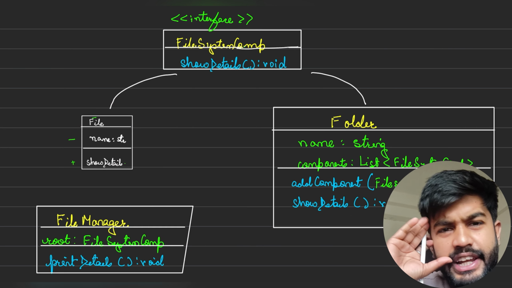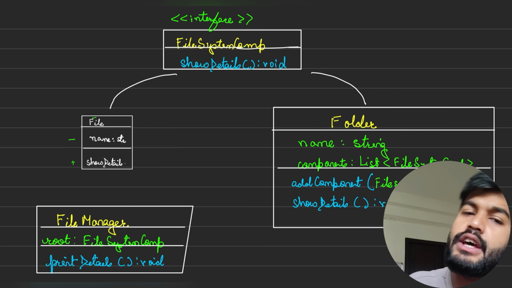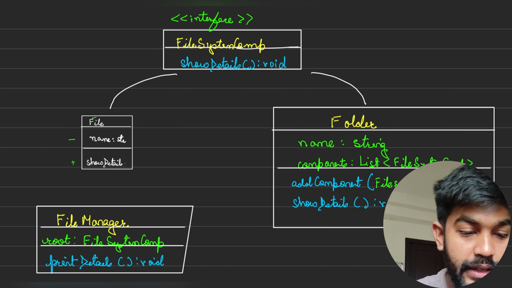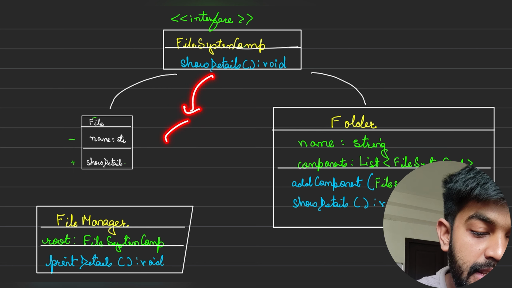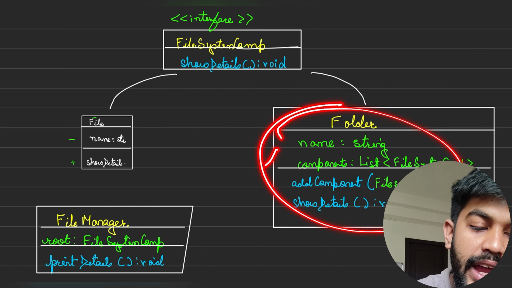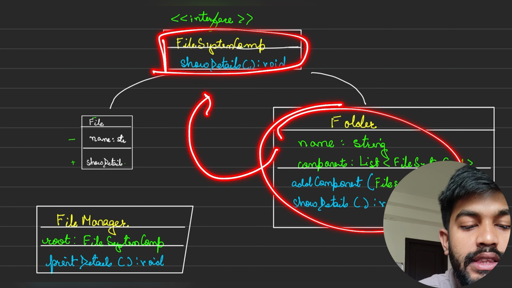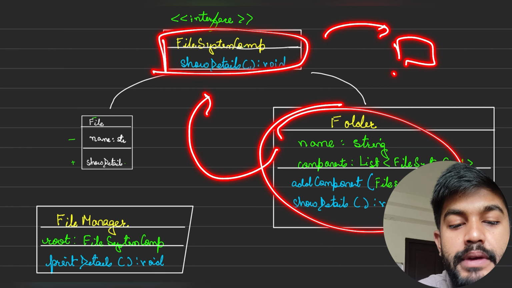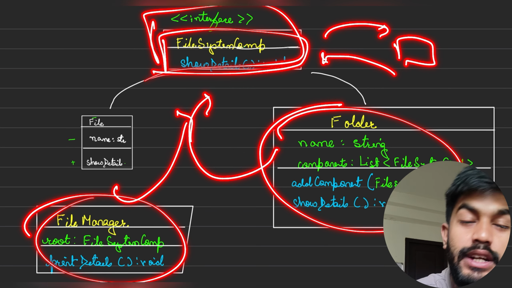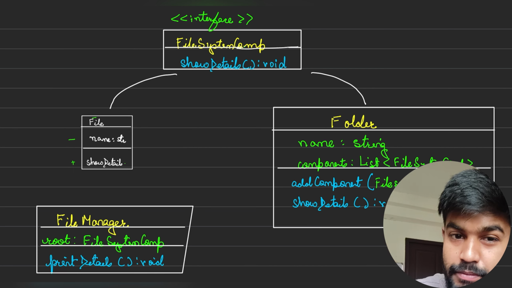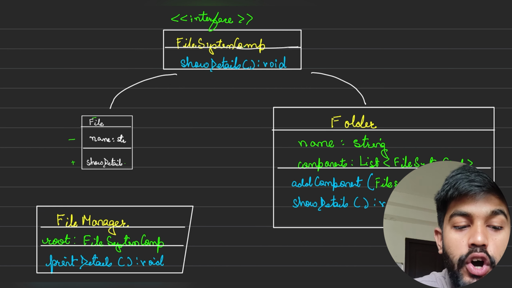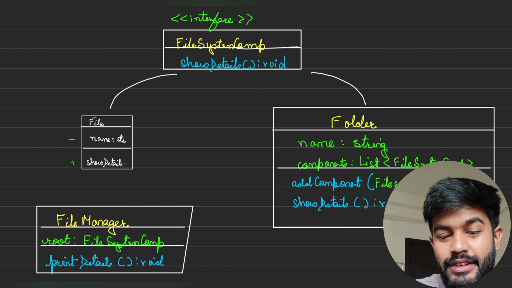So now if you observe, we don't really need to clutter our mind about whether it is a file or a folder. We can have anything which respects the file component. We can extend this interface to anything. This folder can have anything that implements this interface, and this file manager can manage anything that implements this interface. So the dependency inversion principle: higher level modules should not depend upon lower level modules, but they should depend on abstractions or interfaces.